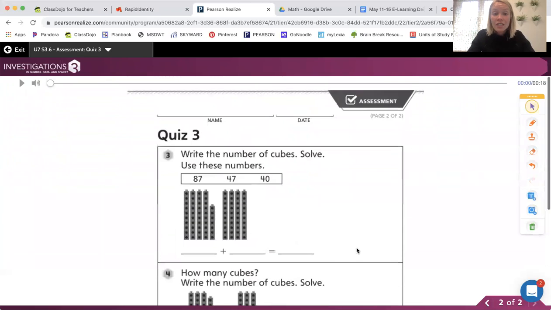So you can get this document over on the e-learning document that I made. I have it attached right there. You can pull it up and you can write your answers on a notebook or an extra piece of paper. You don't have to print it off. It's just there for you to use to practice.